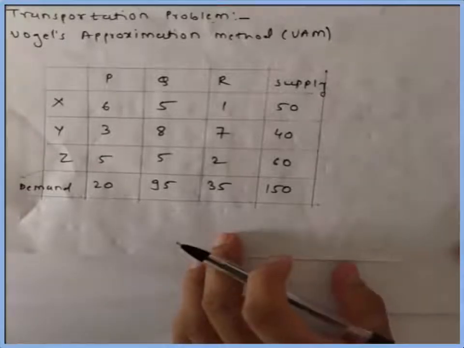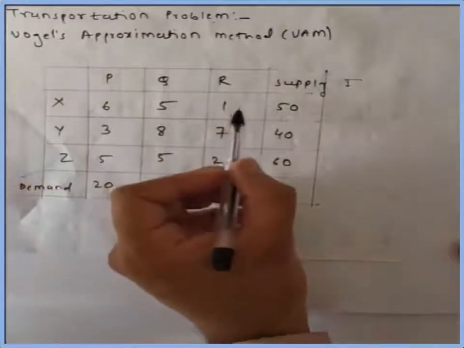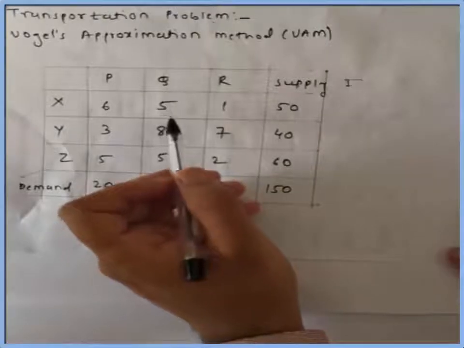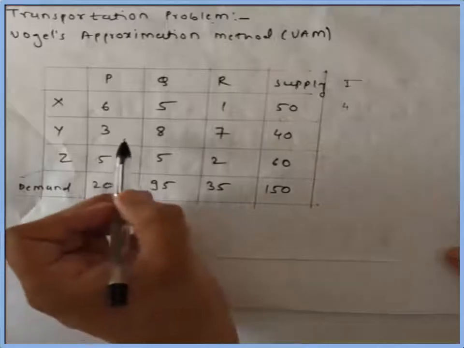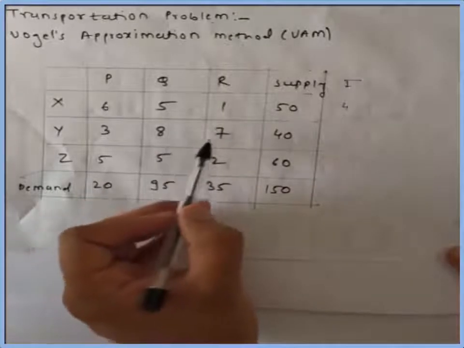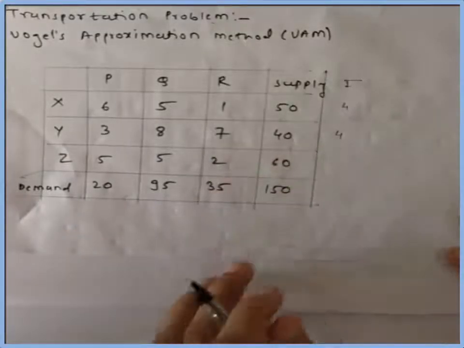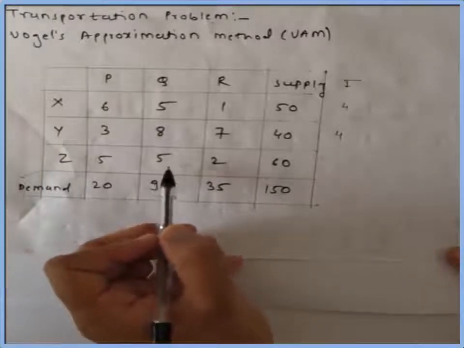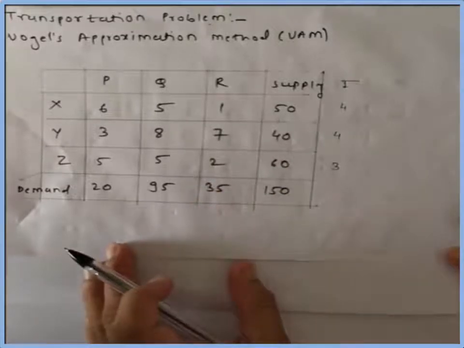Now look at the problem. For calculation of the row penalty, this is the first row: 6, 5, 1. The two smallest numbers are 1 and 5. Therefore, their difference is 4. 4 is the penalty of the first row. In the second row: 3, 8, 7. The two smallest numbers are 3 and 7. Therefore, the difference is 4. This is the penalty of the second row. In the third row: 5, 5, 2. 2 and 5 are the two smallest numbers and the difference is 3. Means 4, 4, 3 are the row penalties.